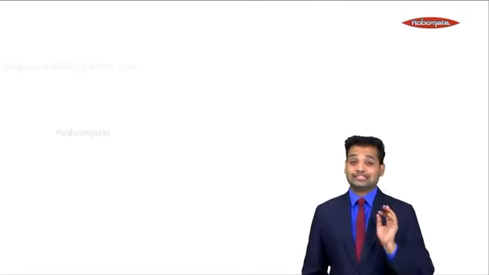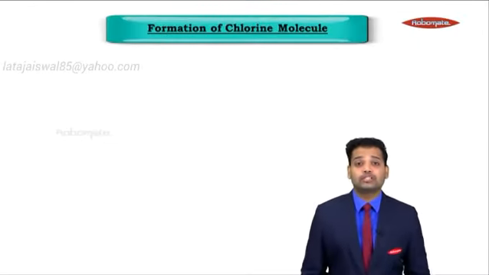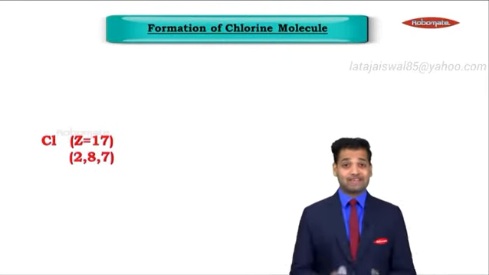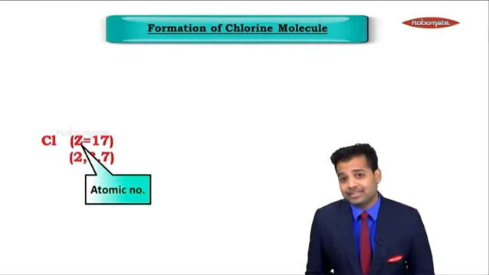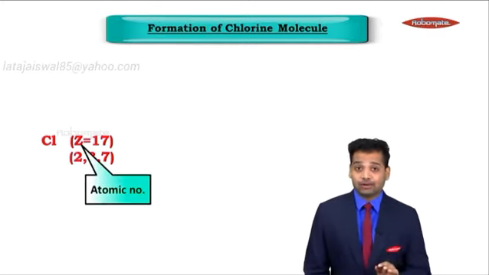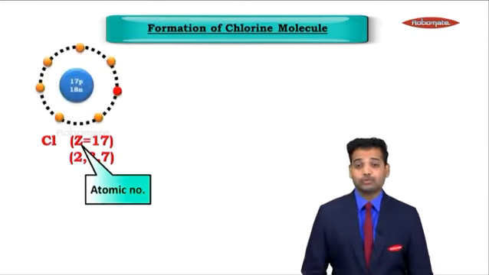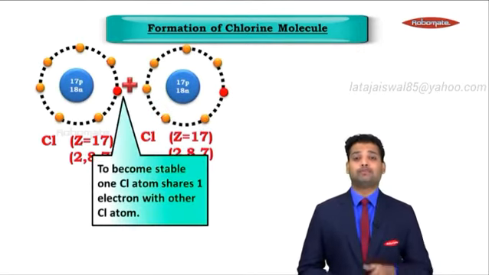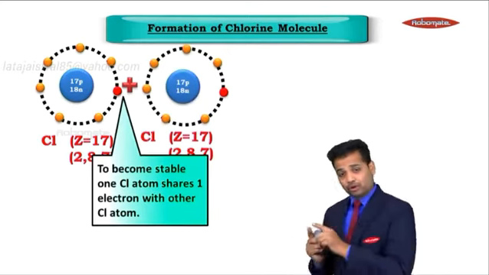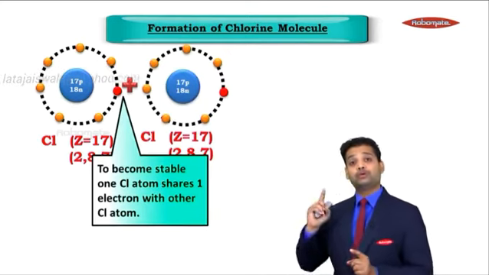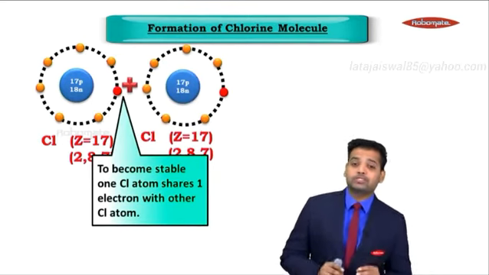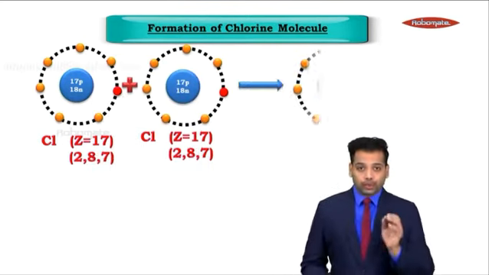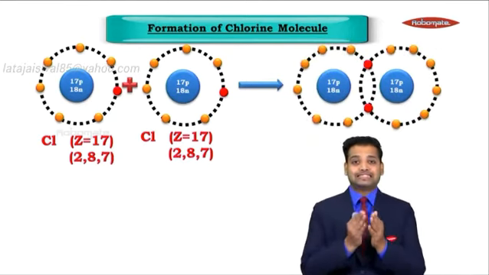Let's learn the second covalent compound, the formation of a chlorine molecule. What is chlorine? Chlorine is element 17, atomic number 17, making 17 electrons. The electronic configuration would be 2, 8, 7. So what will happen? Will it give away its 1 electron? Not possible, because it will remain unstable. So to become stable, chlorine shares 1 electron with another chlorine atom. When it shares that, this happens.